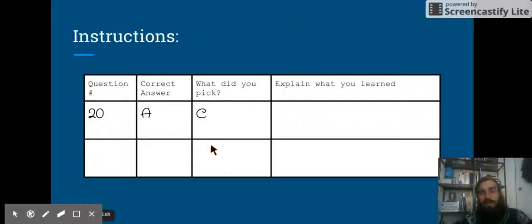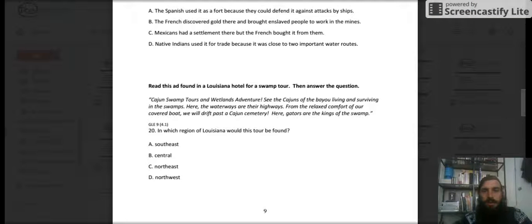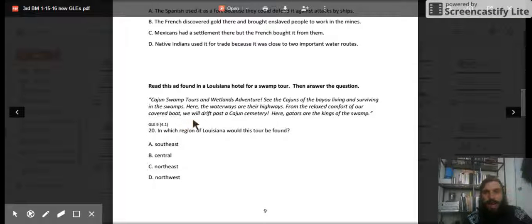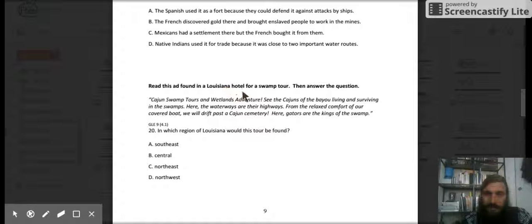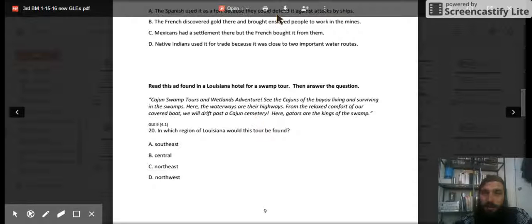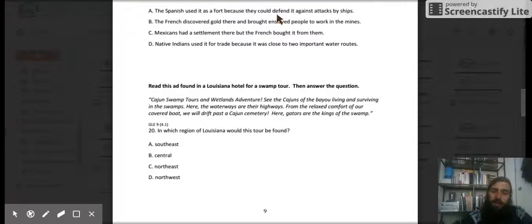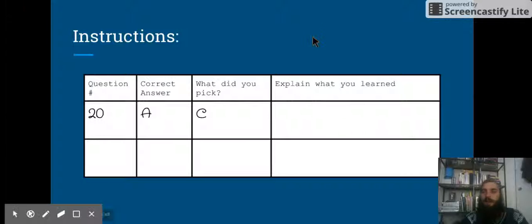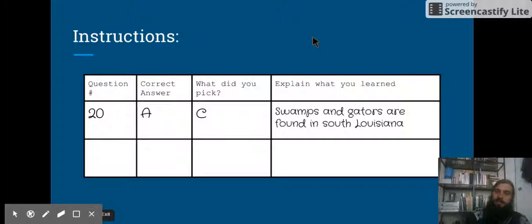Put what you picked so that you know your mistake, and then you're going to explain what you learned. To do that, you're going to have to look back at your question. So I see a reading about Cajuns and swamps and gators, and I need to know what region that's talking about. Well, since I corrected my test, I can explain that I learned swamps and gators are found in South Louisiana. That's how you explain what you learned. Put your question and your answer together.